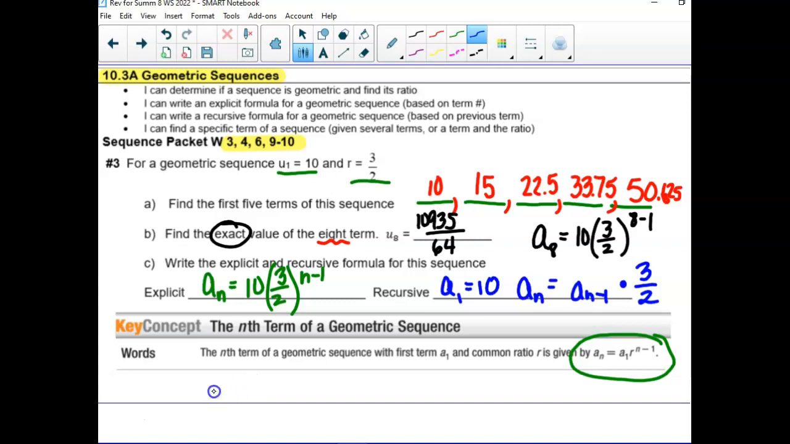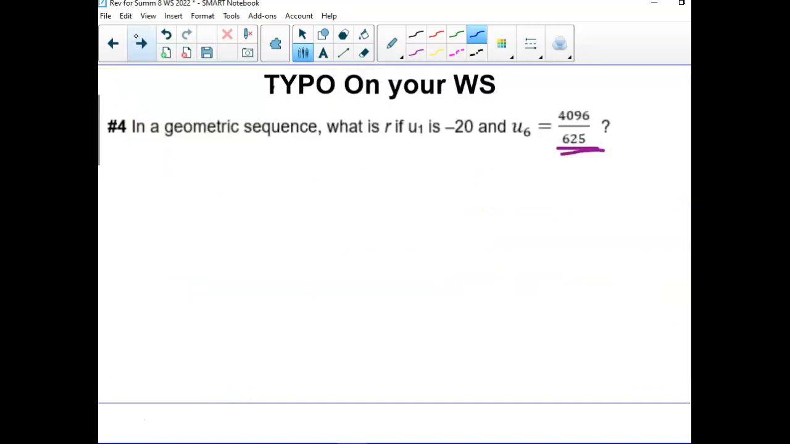All right, is there more? I feel like there's a couple more in this section. Okay, this one has a typo. Please change this denominator from 626 to 625 in the hopes that our calculator will do this with a nicer answer. It says, in a geometric sequence, what is r? We're looking for r, if the first term is negative 20 and the 6th term is this.